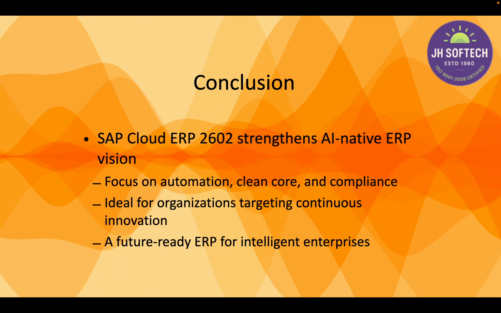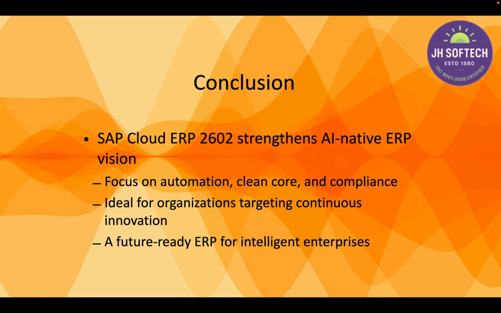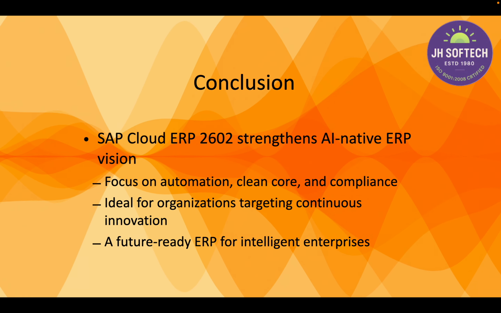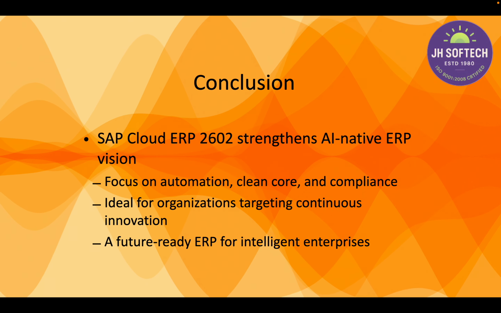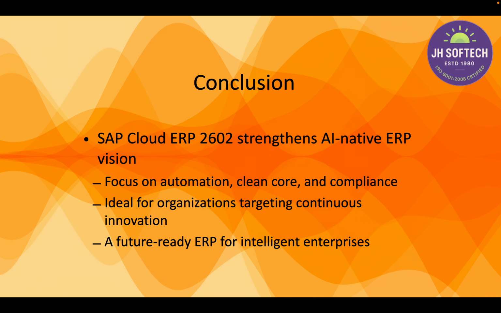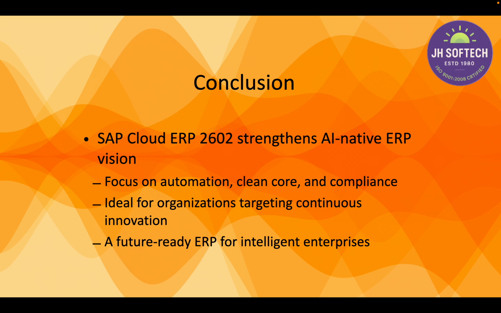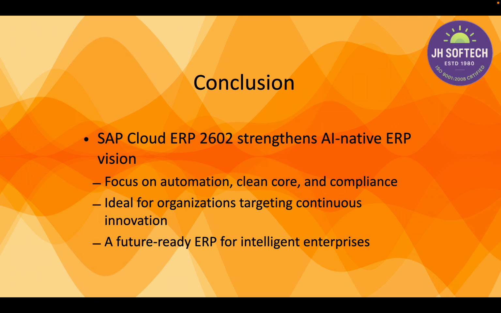Now, the conclusion is SAP ERP 2602 strengthens the AI-native ERP vision, with a focus on automation, clean core, and compliance, ideal for organizations targeting continuous innovation, AI, future-ready ERP for intelligent enterprises.